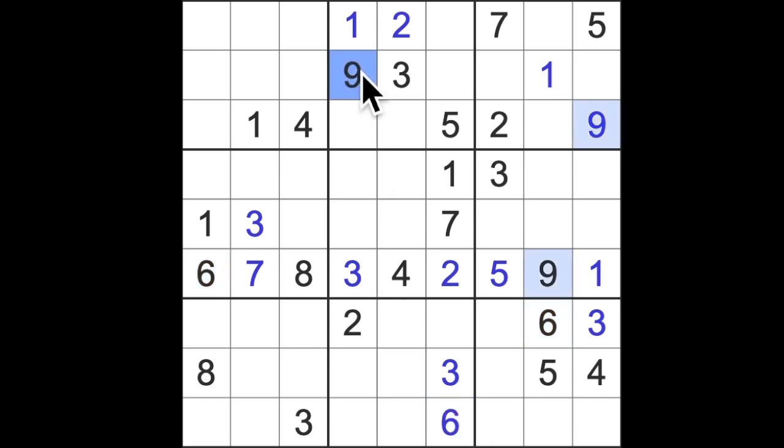And now this 9 blocks both of these two squares here, so we can put the 9 down here. We're going to be left with 4 and 8, I believe, up here. 4 and 8. So if that's 4 and 8, the missing numbers here must be 6 and 7, which I can't get from down here.